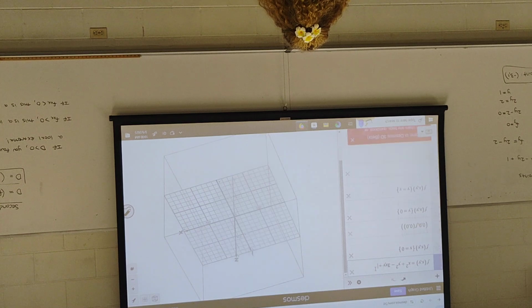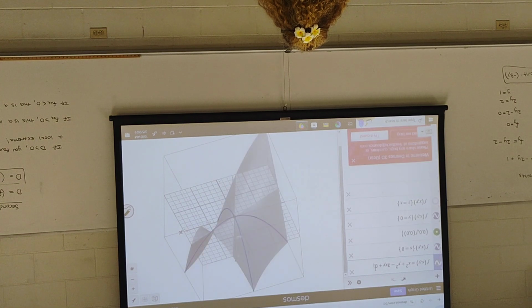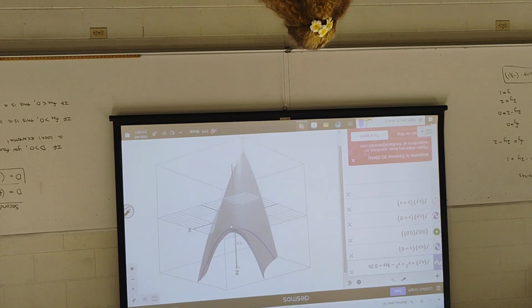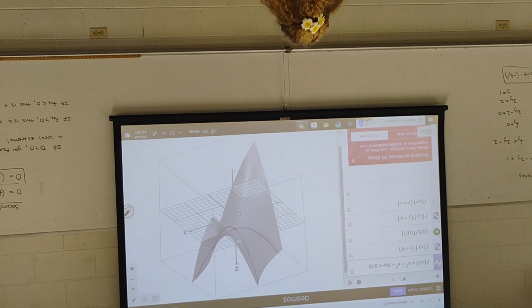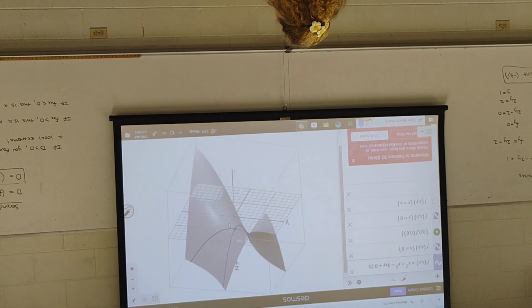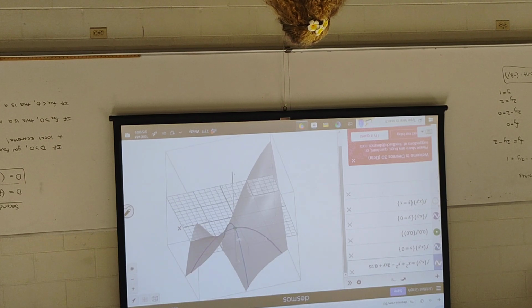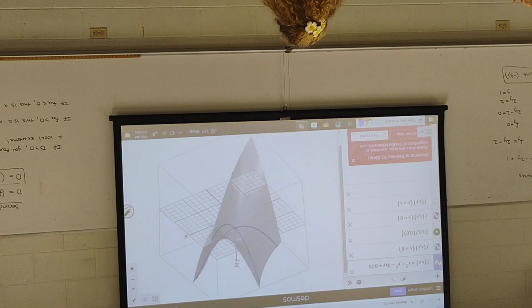So this is showing us here why it is not enough to only look at the partial derivative in the x direction and the partial derivative in the y direction. This is a case where the partial derivative in the x direction is 0 and concave up. Partial derivative in my y direction is 0 and concave up.